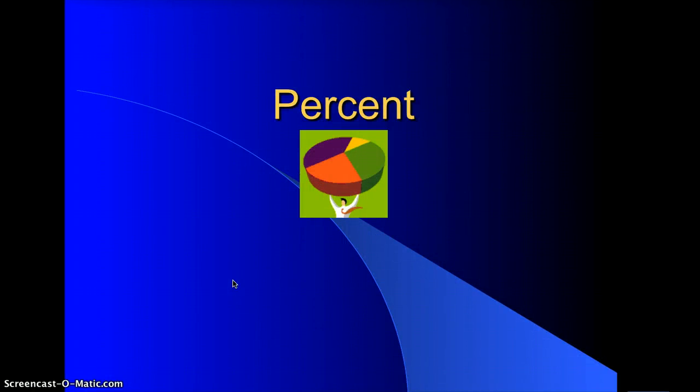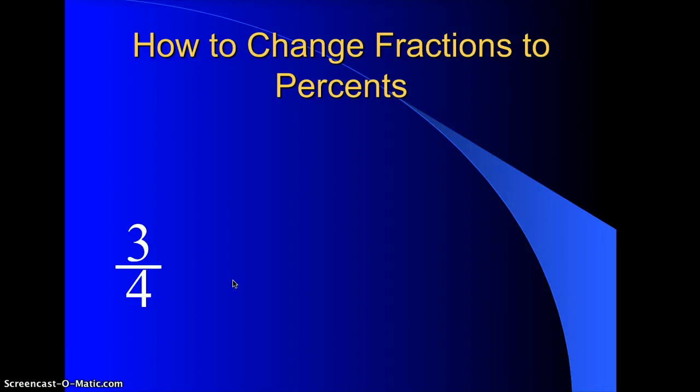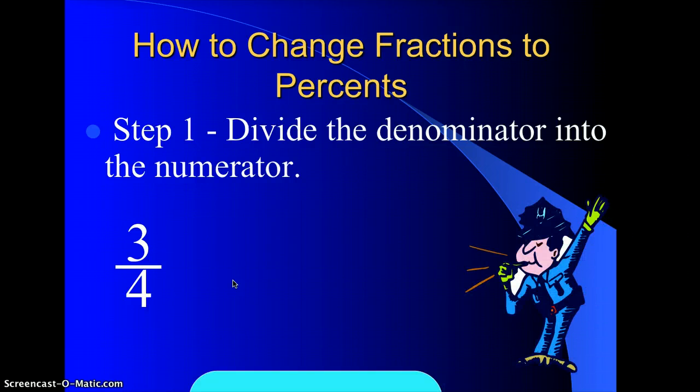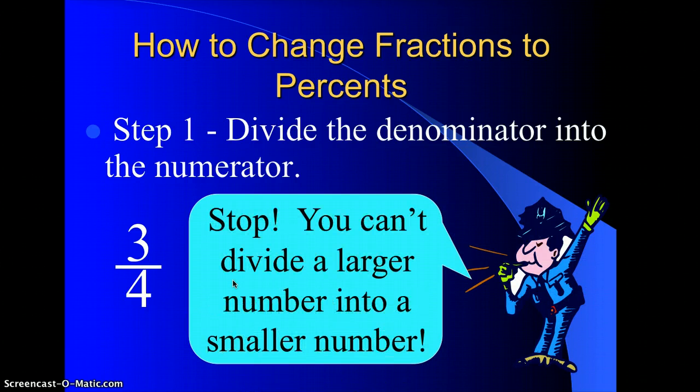Okay, let's look at percents. So we have to change fractions to a percent. The first thing you have to do is change a fraction into a decimal and then the decimal into the percent. So first you're going to divide the denominator into the numerator. But wait, you can't divide a larger number into a smaller number.